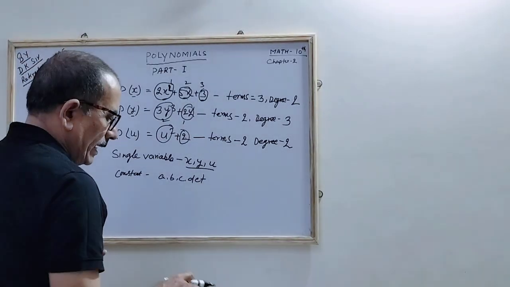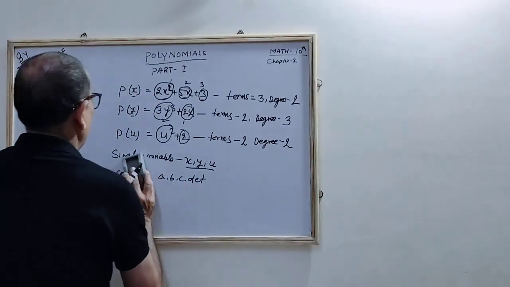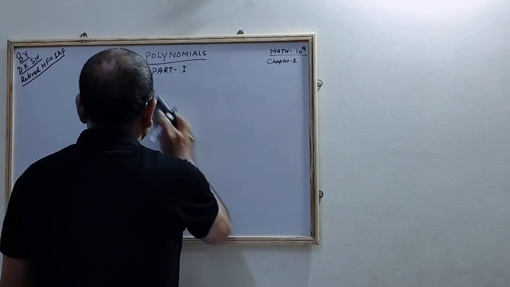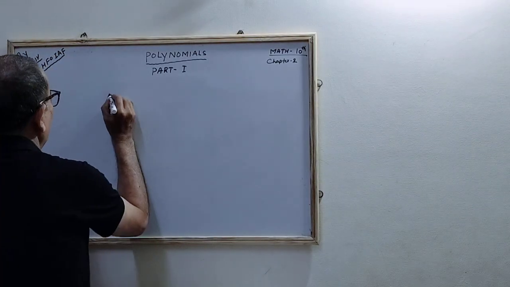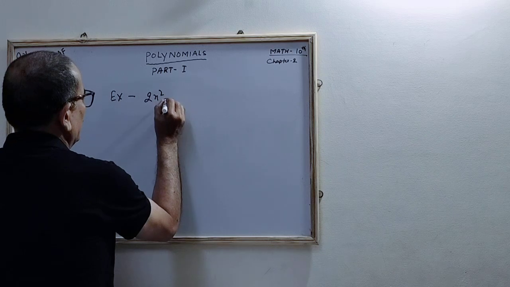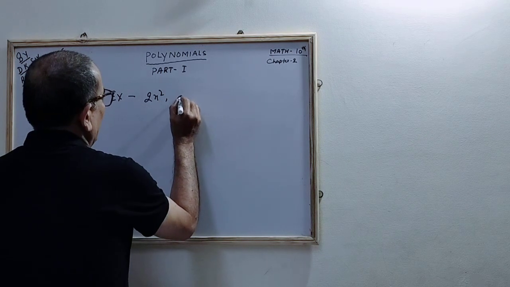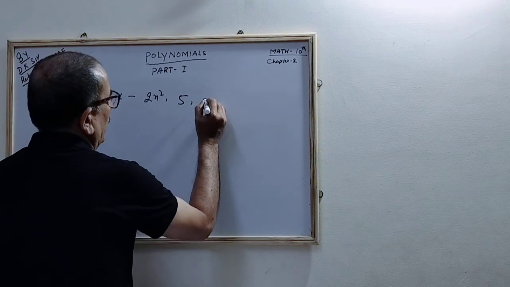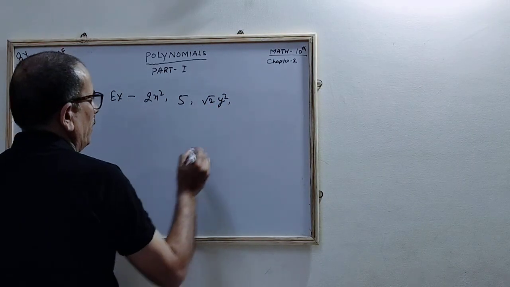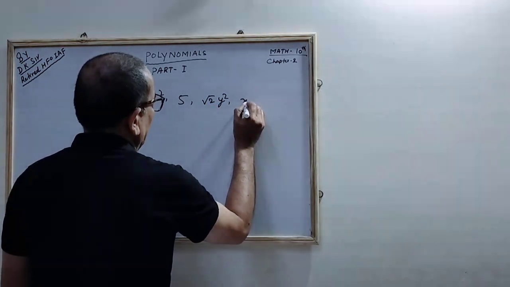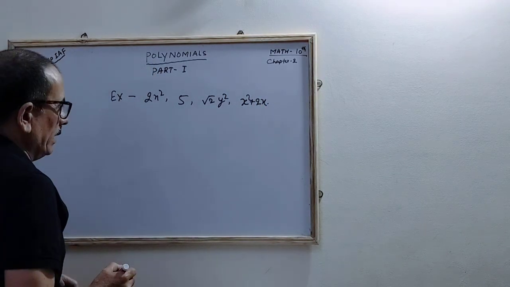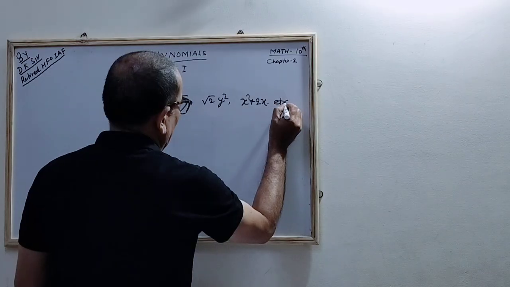A few more examples we will see. The example can be, suppose, 2x square. This is also a polynomial. If I say 5, this is also a polynomial. If I say root 2 y square, this is also a polynomial. If somebody writes x square plus 2x, this is also a polynomial. Correct? These are all polynomials.